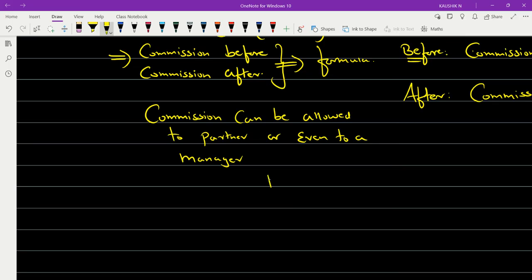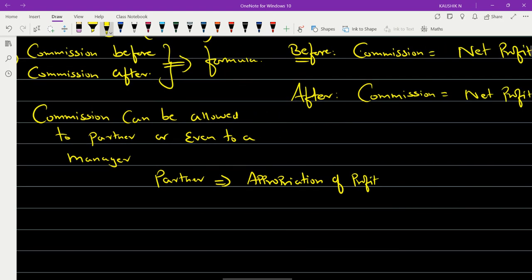If it is for a partner, then it is an appropriation of profit. When you're declaring it as an appropriation of profit, then it will find a place in the profit and loss appropriation account.